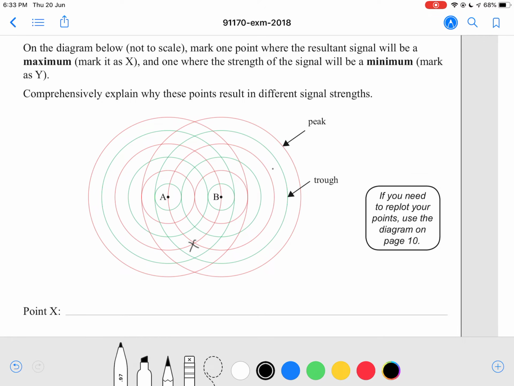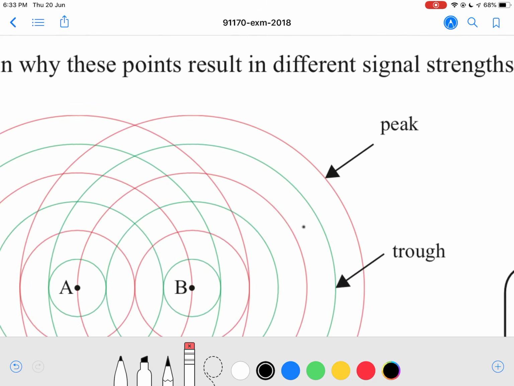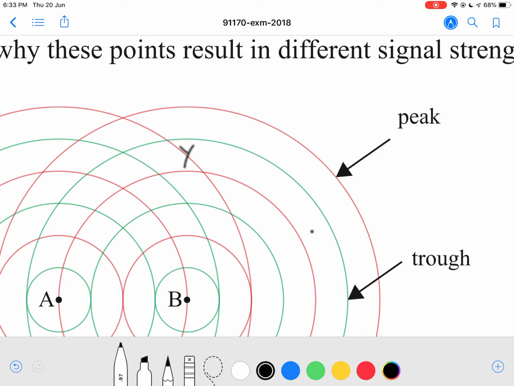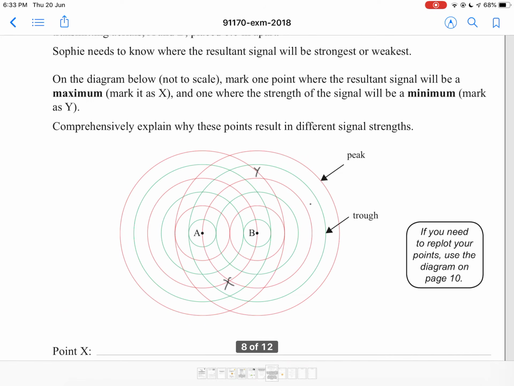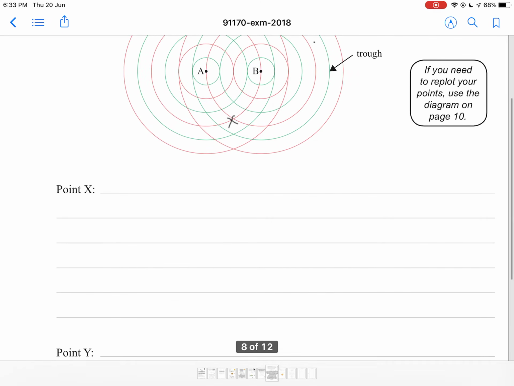We'll say this point, we'll mark it as X, and we'll try to find one where the signal will be a minimum. That's when a wave crest is overlapping with a wave trough. So we're going to look for when a wave crest of the red circle meets with a wave trough of the green circle. For example, this point here. That is point Y, because the crest of the wave of the red circle is overlapping with the wave trough of the green circle. Therefore that will be destructive interference, and the waves will cancel each other out.